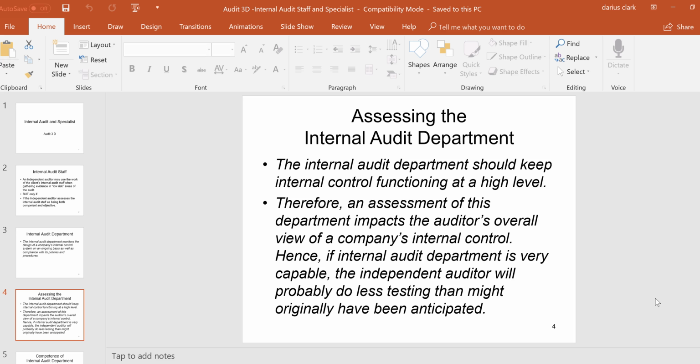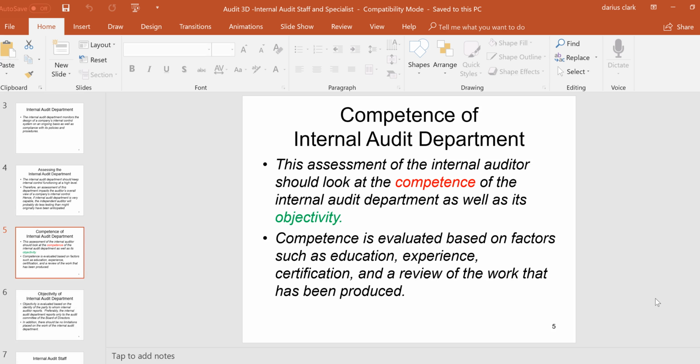So the more they've done well, the less we have to do now, but only if we can assess them as being competent. So on slide 5, this assessment of the internal auditor should look at the competence of the internal audit department as well as its objectivity. How do we assess competence of an internal audit department and how do we assess objectivity? We assess them separately, but we have to assess them for both competence and objectivity.